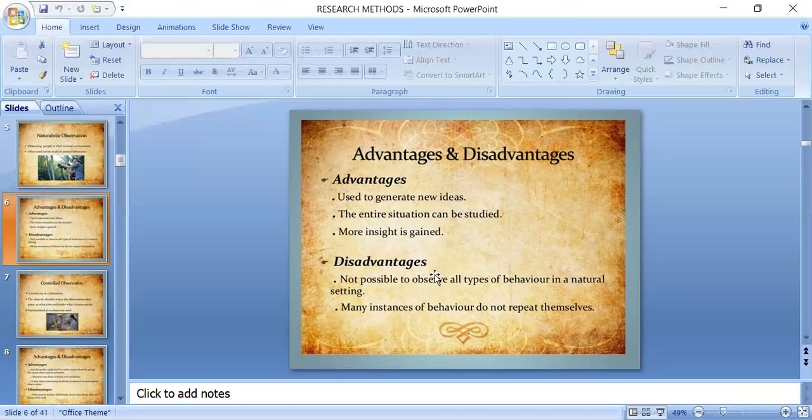Point number two, the entire situation can be studied. More insight is gained, more wisdom is gained. And a disadvantage is that it is not possible to observe all types of behaviors in natural settings, and many instances of behavior do not repeat themselves.